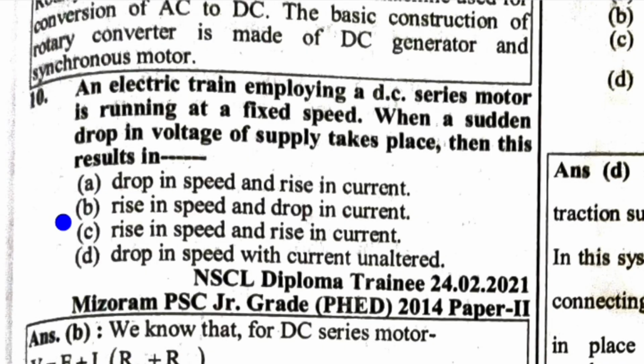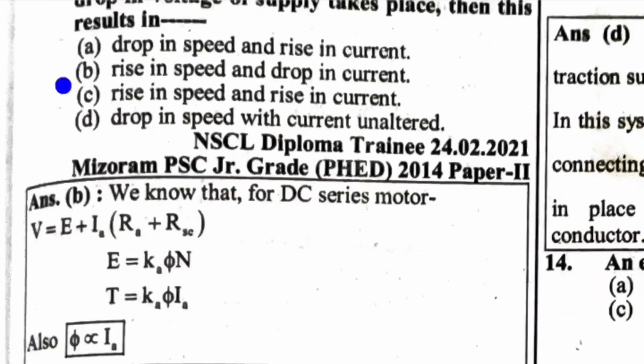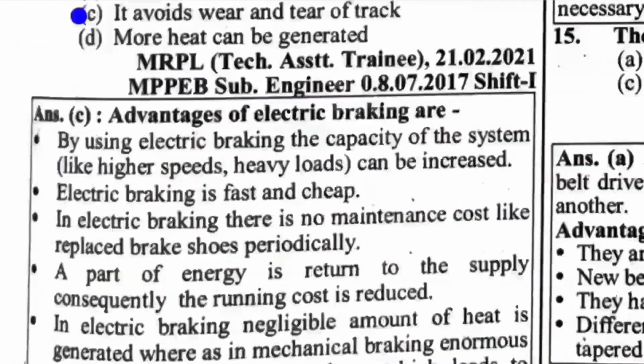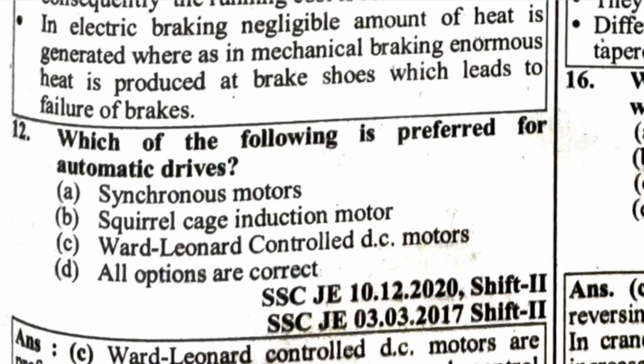What is the advantage of electric braking? It avoids wear and tear of track. Which of the following is preferred for automatic drive? Ward Leonard control DC motor.